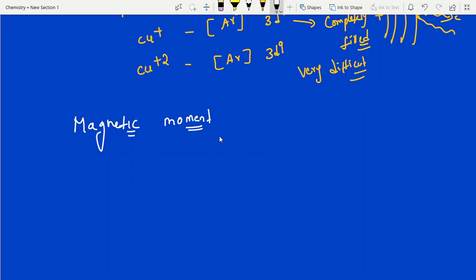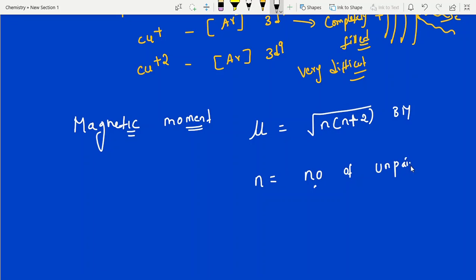Magnetic moment: Bohr gave mu equal to root over n into n plus 2, and the unit is Bohr magneton. Here n refers to the number of unpaired electrons.